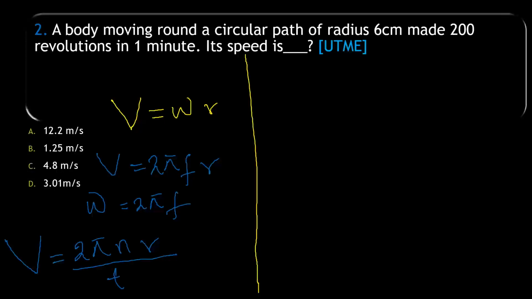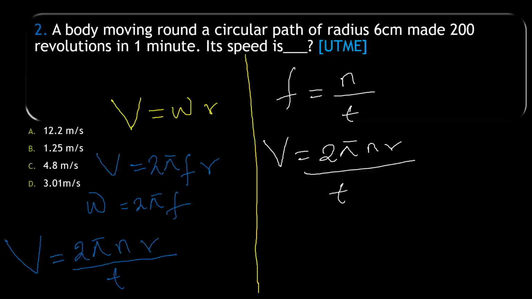Please don't be confused, because you remember frequency is equal to the number of complete oscillations made in 1 second. That's frequency. So we can replace it here, and then we get this. Having got v is equal to 2 pi n r all over t, plug in the values.